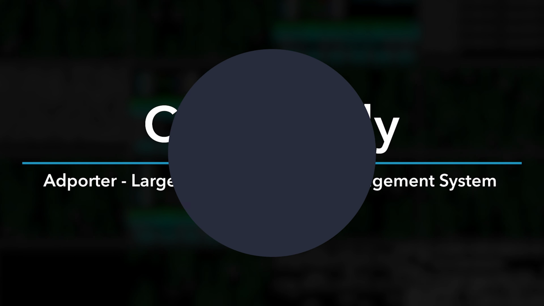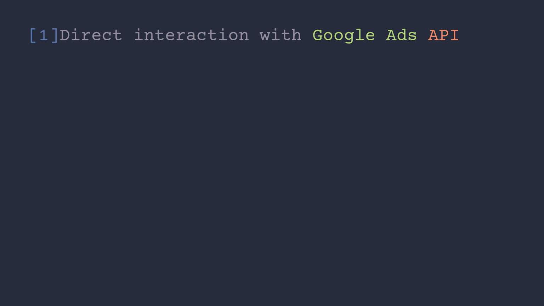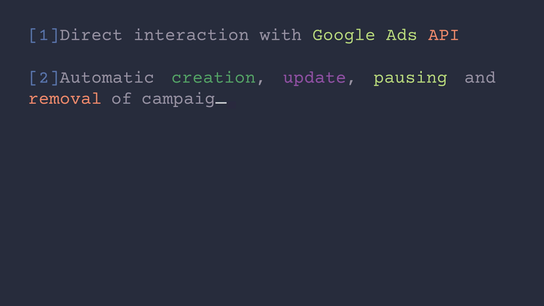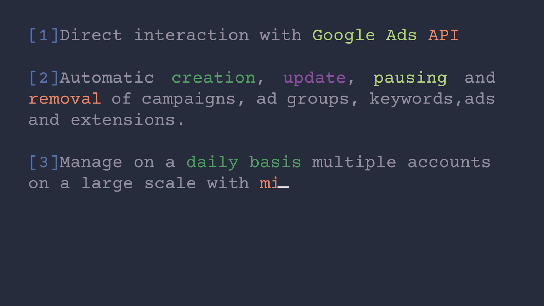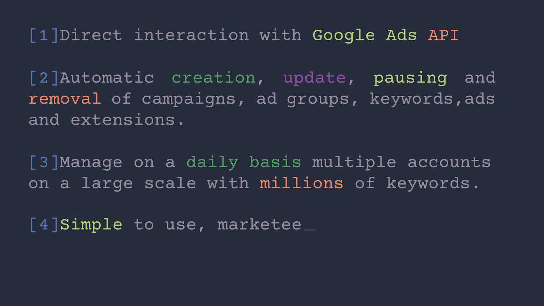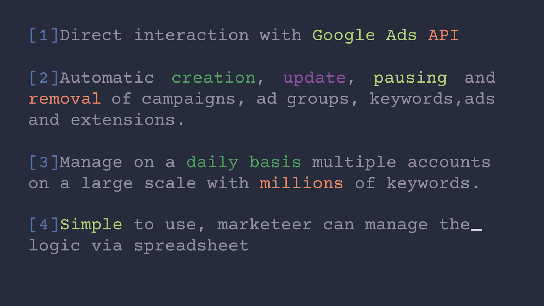The marketing team from Alpine Resorts needed a tool with the following specs: a tool that can interact directly with the Google AdWords API, that automates the creation, updating, pausing, and removal of campaigns, ad groups, keywords, ads, and extensions, that lets you manage on a daily basis multiple accounts on a large scale with millions of keywords, that is simple to use, and where the marketeer can easily manage the logic via a spreadsheet.